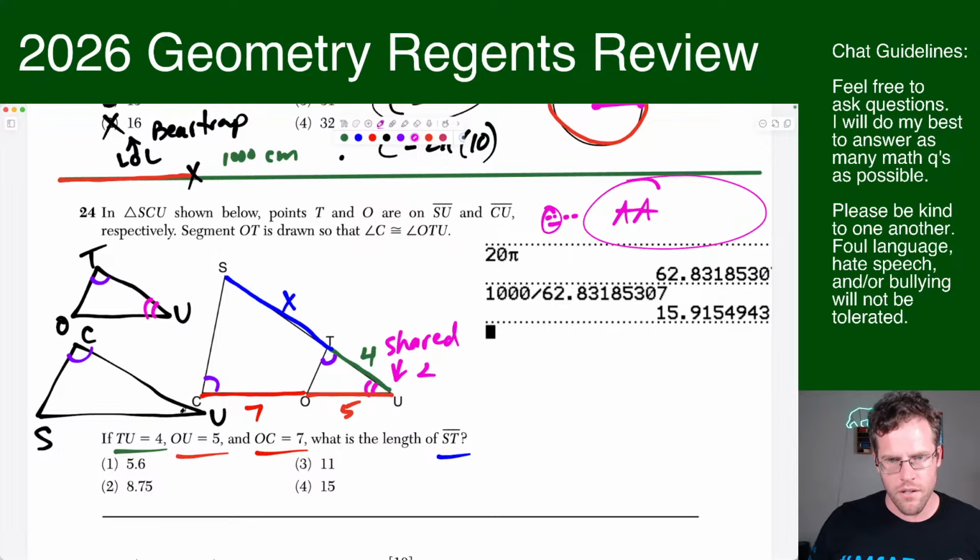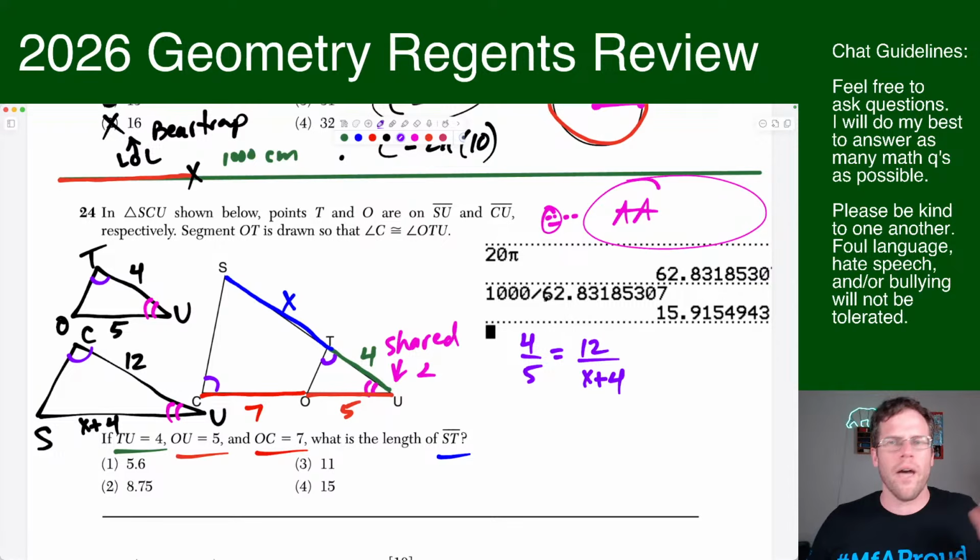Okay, great. So put the corresponding angles in the same position, and that'll help you set up the ratio. Now I'm going to put the labels back in. So CU is 7 plus 5, which is 12. TU is 4. SU is X plus 4. And OU is 5. All right, so now I can set this up nicely. I could say something like 4 over 5, so this side over this side is equal to 12 over X plus 4.